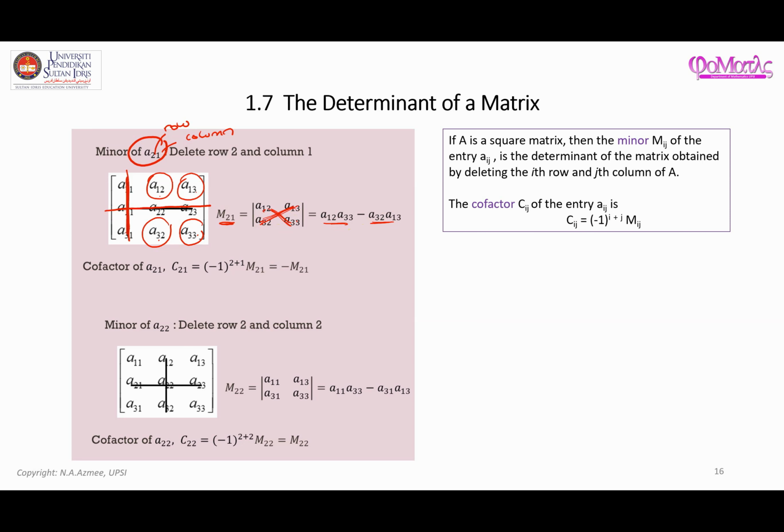And again, notice that you have 2, 1 here. Therefore, you will consider adding up 2 plus 1. You know the result here is 3, negative 1 to the power of 3 is still negative 1. Therefore, the result here will have a negative sign on M21. Okay.